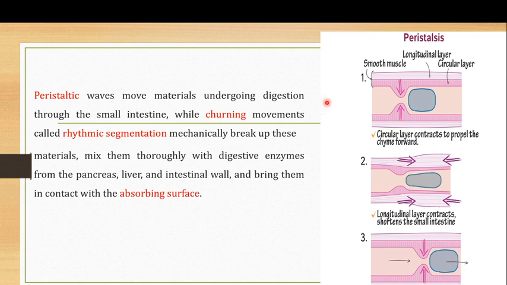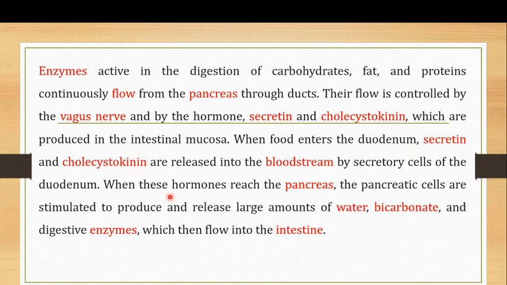The movement of the circular muscles and the longitudinal muscles of the intestinal wall helps in the process of churning and rhythmic segmentation. This churning and rhythmic segmentation is responsible for the peristaltic movement that you see in the small intestine, which pushes the food in the forward direction. The second important function is that these movements bring the digested food into contact with the absorbing surfaces so that it gets absorbed into the body.